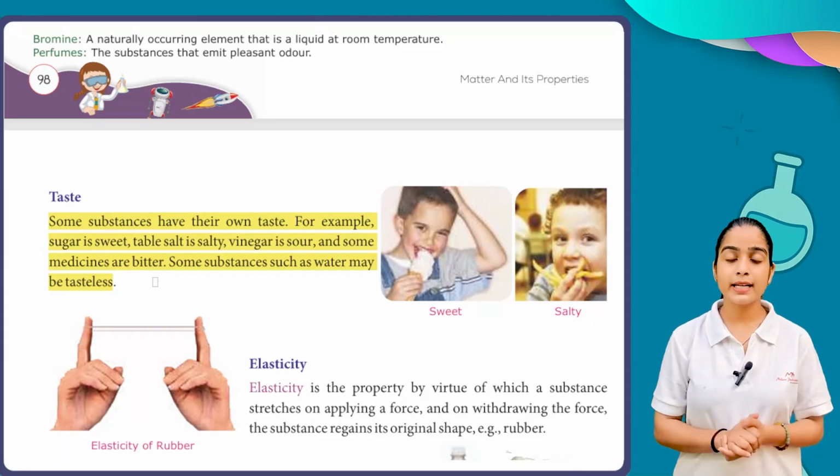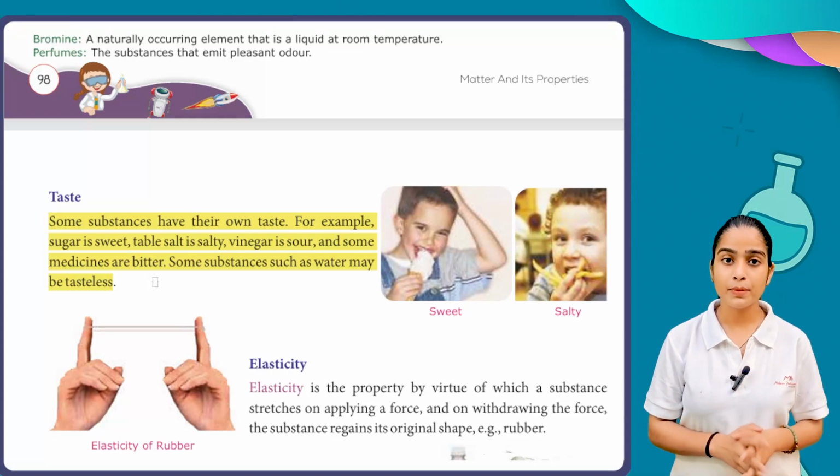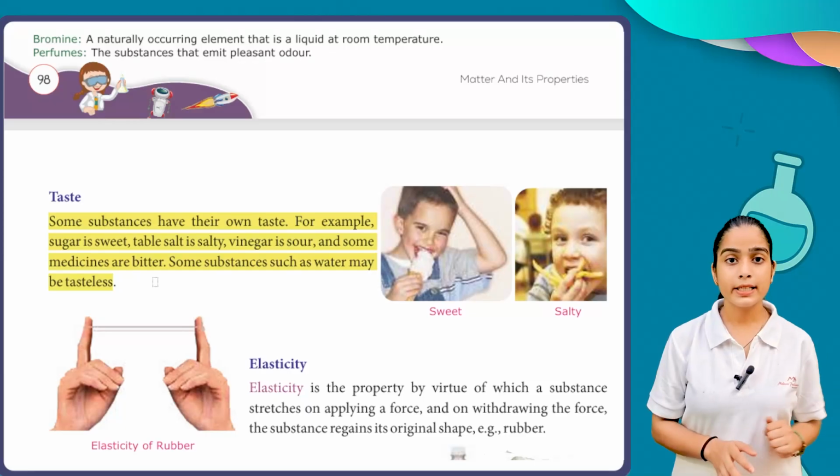So what we understand here is, if your eyes are closed and I give you a taste of sugar, what will happen? You can easily identify, okay, it is sugar.